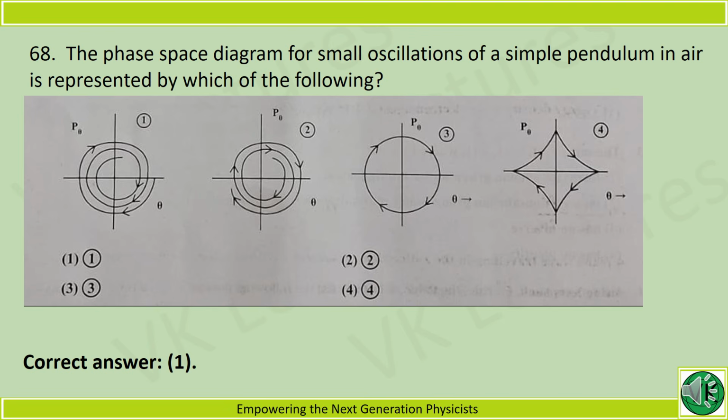The phase space diagram for small oscillation of a simple pendulum in air is represented by which of the following? So it should be clockwise and decreasing. The option 1 is the correct answer.